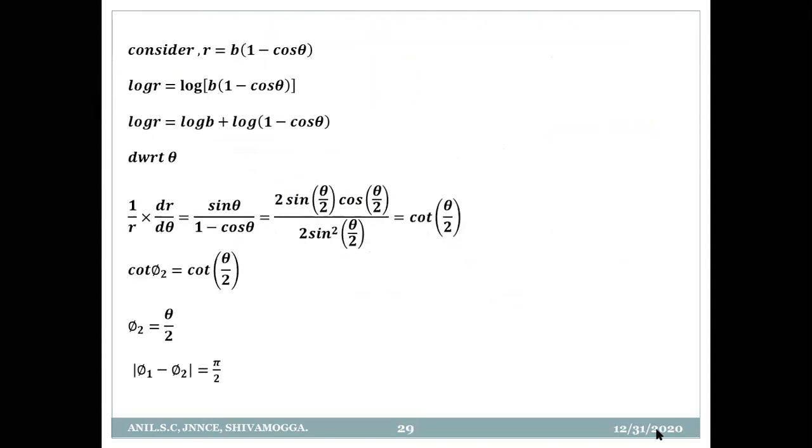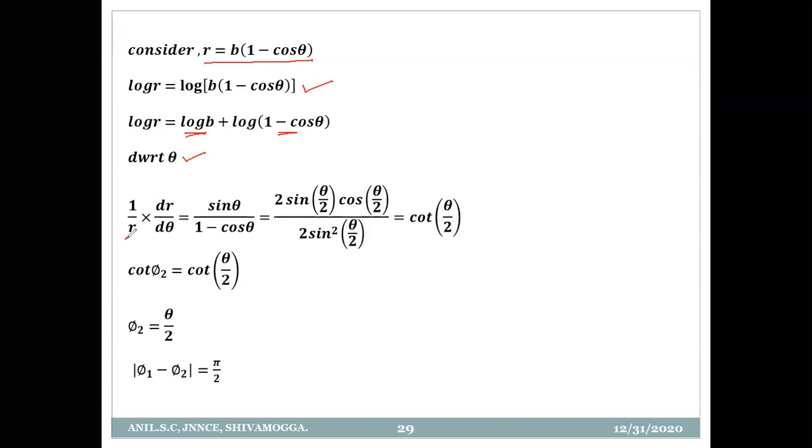Now we shall consider the second curve. Second curve, r is equal to b into 1 minus cos theta. Take log on both sides. Log r is equal to log b into 1 minus cos theta. Therefore, log r is equal to, now it takes log m into n form, that can be written as log m plus log n. Now differentiate both sides with respect to theta.